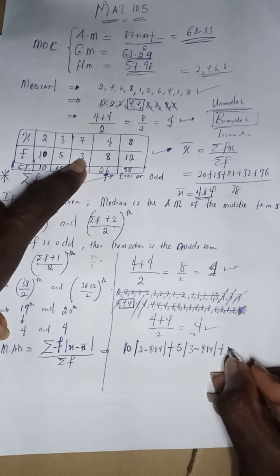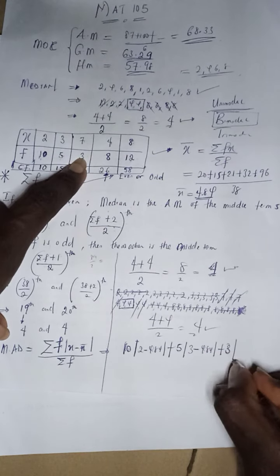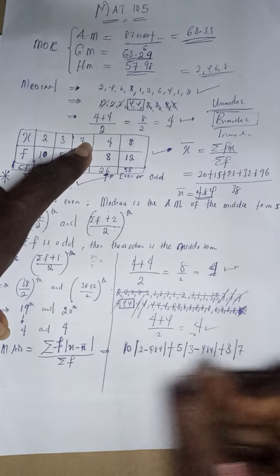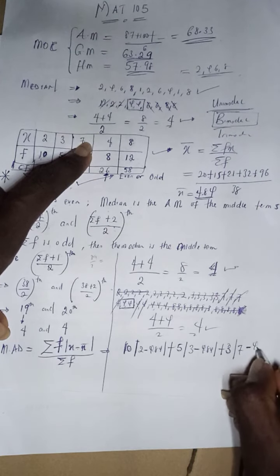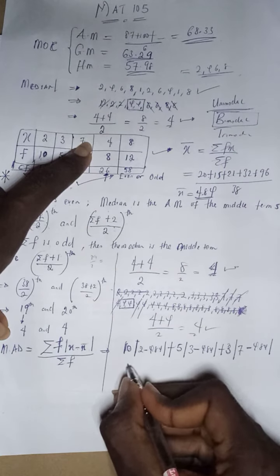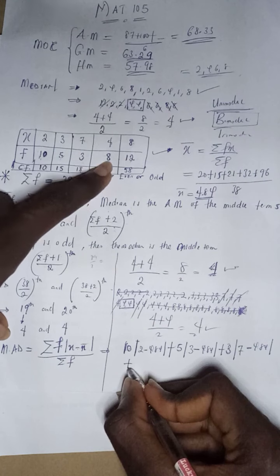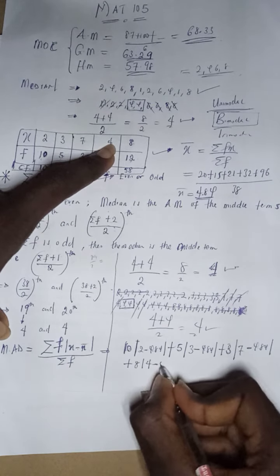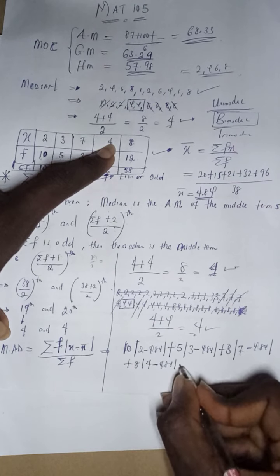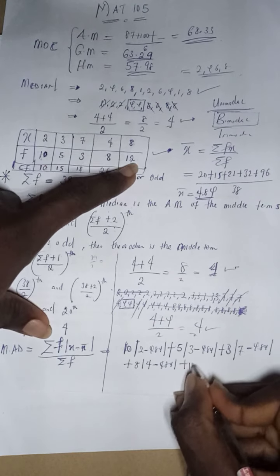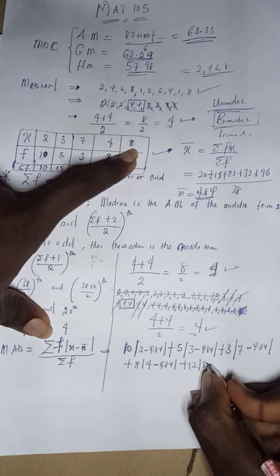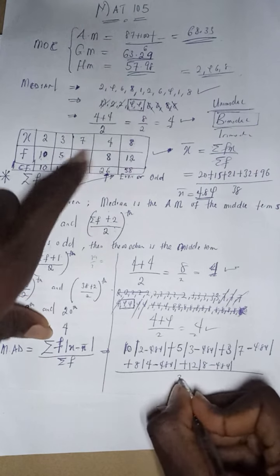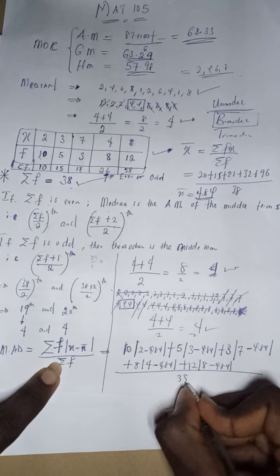So pick the next frequency. The next frequency is 3. Absolute of, pick the value for x, 7, then minus the mean, 4.84. Then you go ahead and add it with the next frequency, which is what? 8. The data here is 4, minus the mean, 4.84. The next one is plus, pick the next frequency, 12. The data is 8, minus the mean, 4.84. Then divide by the number of items, which is summation of f, and that's 38.